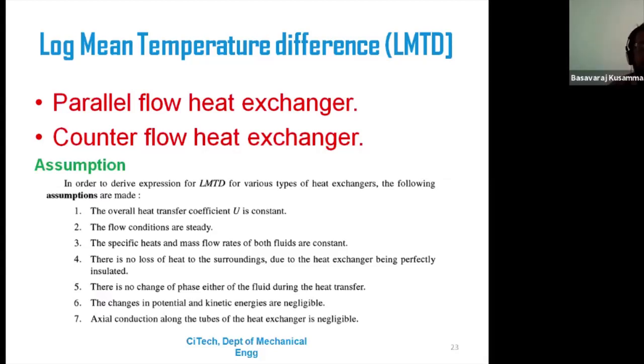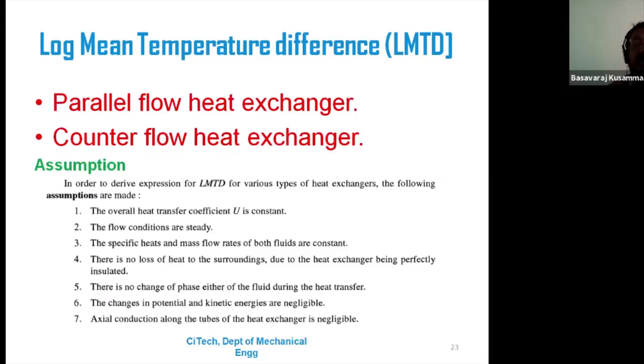Okay, so these are the assumptions. One is the overall heat transfer coefficient is constant, and the other is steady state is maintained, and there is no change of the mass flow rate and specific heat, and there are no heat losses, and there is no phase change, and there are no kinetic and potential energy changes, and there is no heat conduction along the axis. Okay, so those are the assumptions.